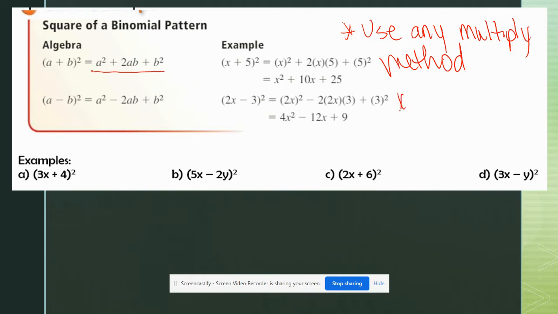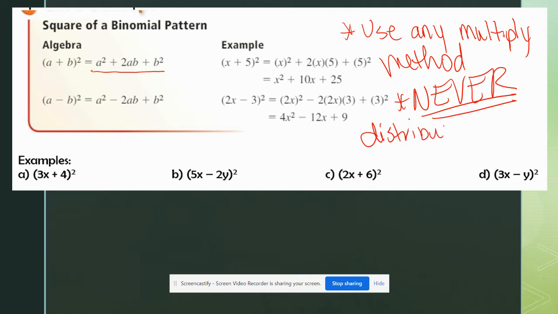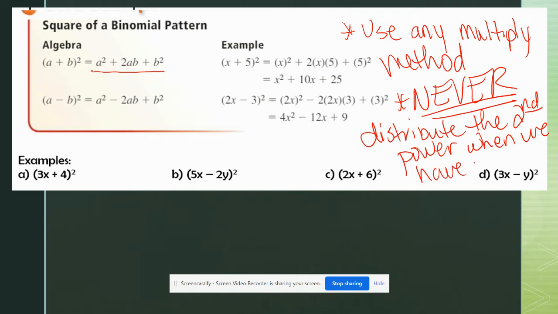The other thing on here is we never distribute the second power when we have adding or subtracting in our parentheses. Never.